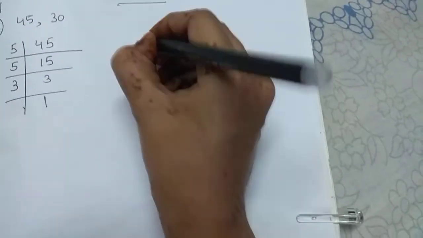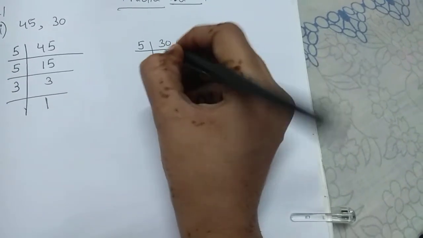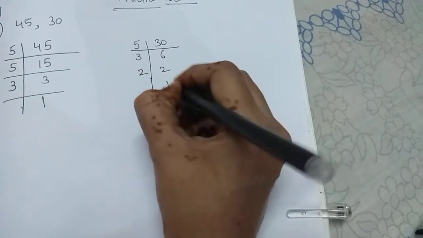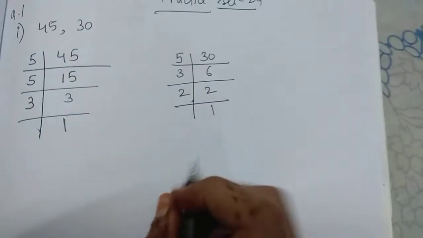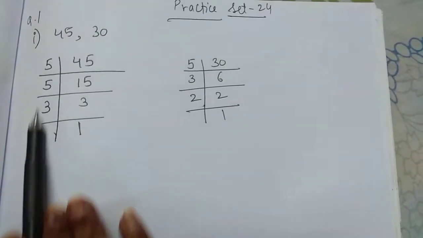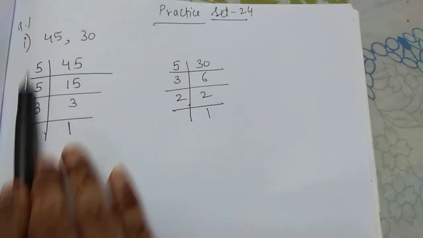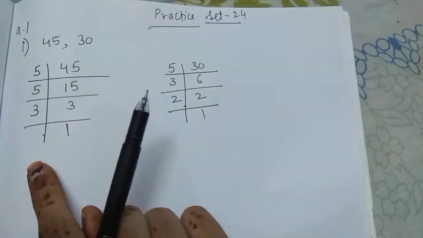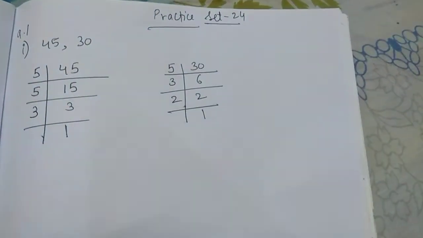Then 30, 5 6s are, 3 2s are, and 2 1s are. Now since the method is prime factorization, all the numbers which we take on the left side should be prime numbers, and also we have to start with the smaller numbers, 2, 3, 5 like that. But if you start with 5, then also it's right, because basically we are finding the factors only.